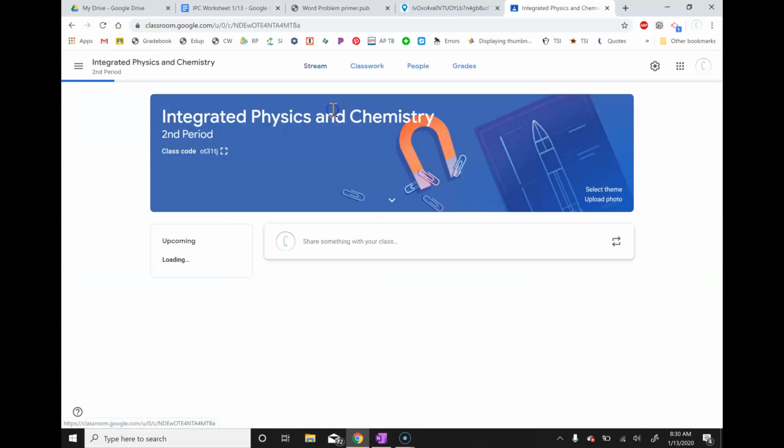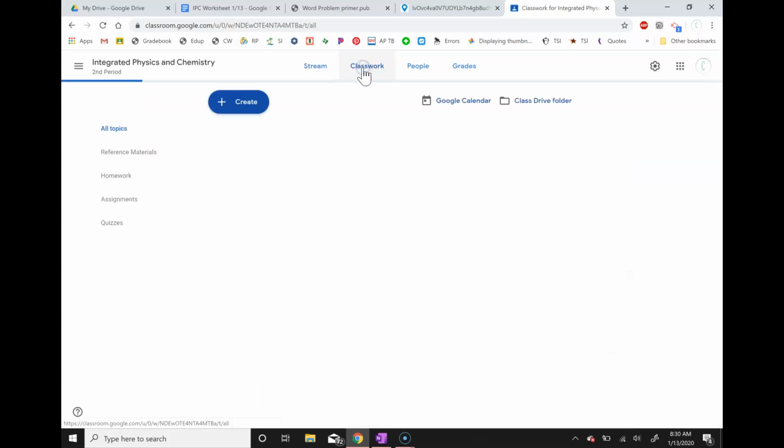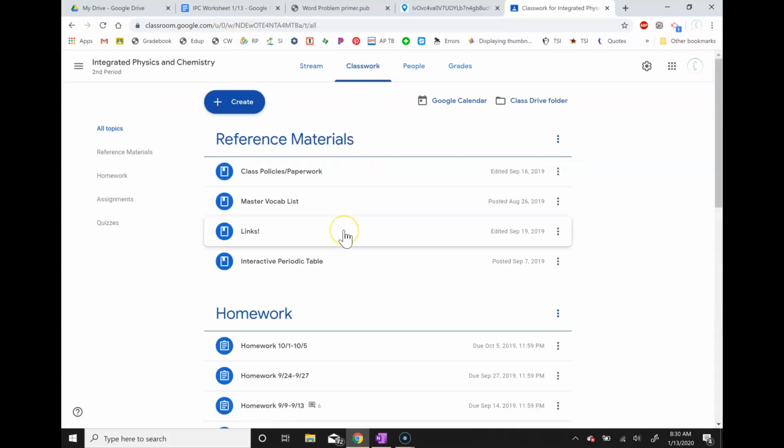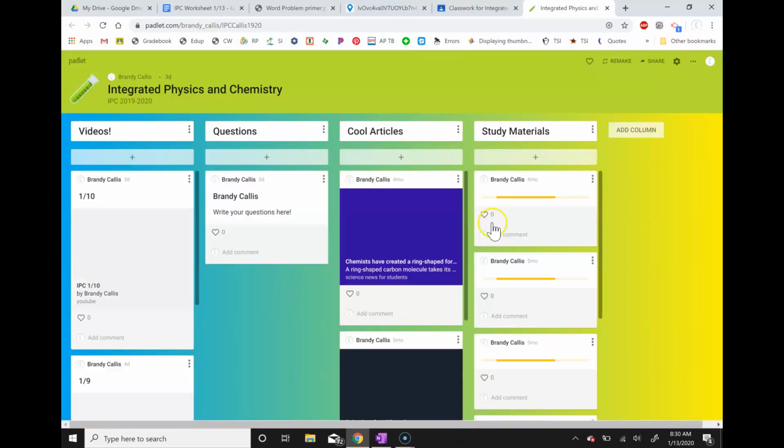I'm going to use second period as an example. Let it load for a second. Go over to the top here where it says classwork. And then right down here to the third little dot, it says links. Open that. And the second one is https://padlet.com, again, /brandy_callis/IPC Callis 1920. It leads you to this page.